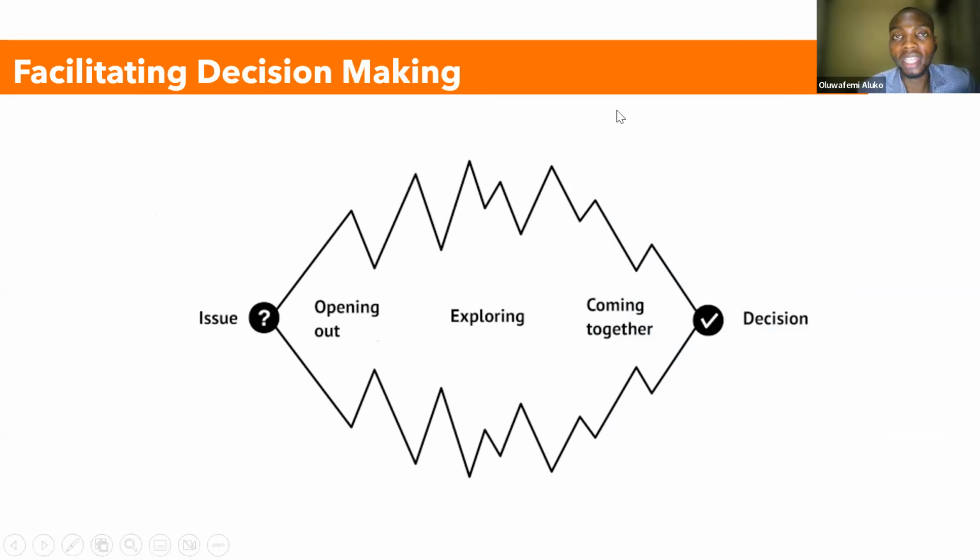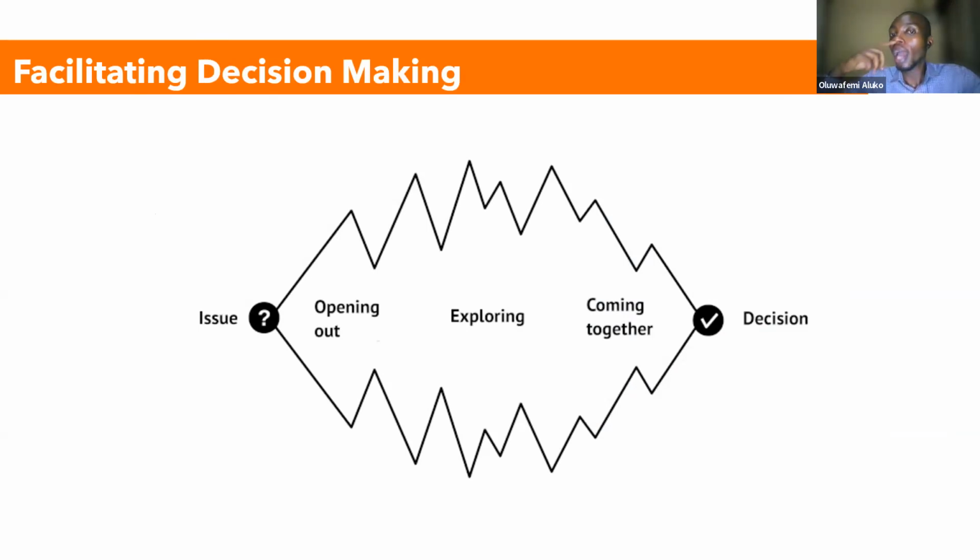Now, this is in facilitating decision making. So I want us to please pay attention to this, because in many of our meetings, we are going to need to make decisions. So this is to facilitate decision making. There's an issue you want to tackle. Open out. Open out means be open to what people have to say. Be open to people's suggestions. Allow people to make input, allow people to make points.